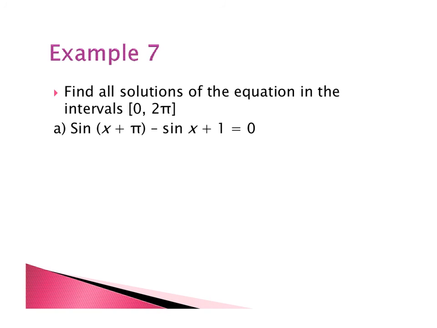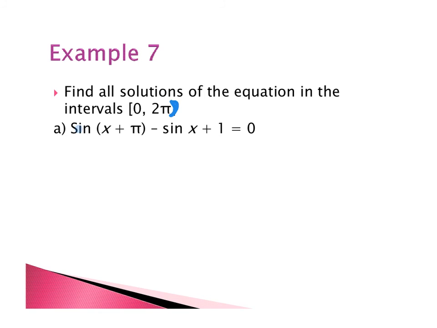Our last example is example 7, which says find all the solutions of the equation in the interval of 0 to 2 pi. And this should be parentheses. So now we're pulling in 5.3. The last one we were pulling back in 5.2. Now we're pulling back in 5.3. This time it says sine of x plus pi minus sine of x plus 1 equals 0.